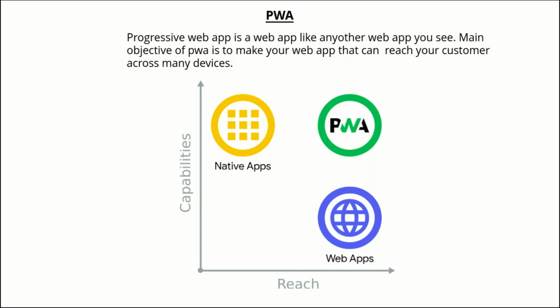As you can see in the diagram, the y-axis is capabilities, and the x-axis is reach, meaning reach to your users. So a PWA gives you the benefit of both things, the native application as well as the web application. And everything in this world has some drawbacks, so it also has a drawback.